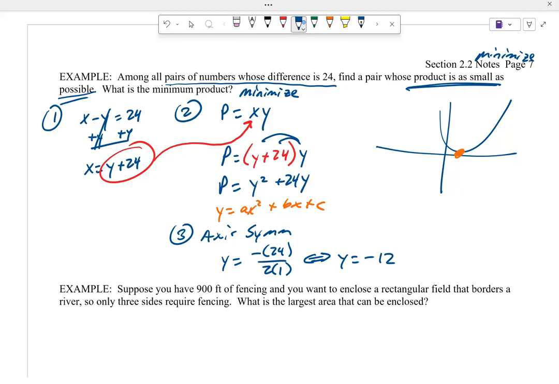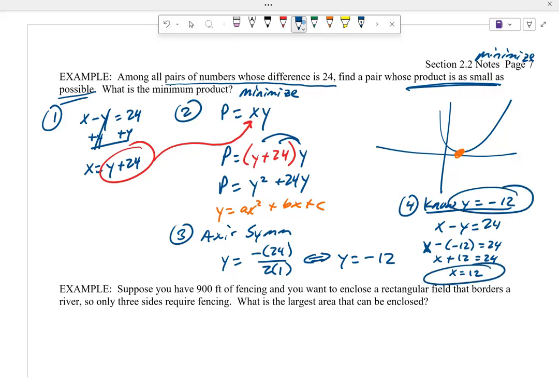it will minimize that. So we know y is negative 12. We also know their difference is 24. So x minus negative 12 equals 24. So x plus 12 equals 24. If I subtract 12 on both sides, then x actually has to be 12 as well. That's our pair of numbers, 12 and negative 12.